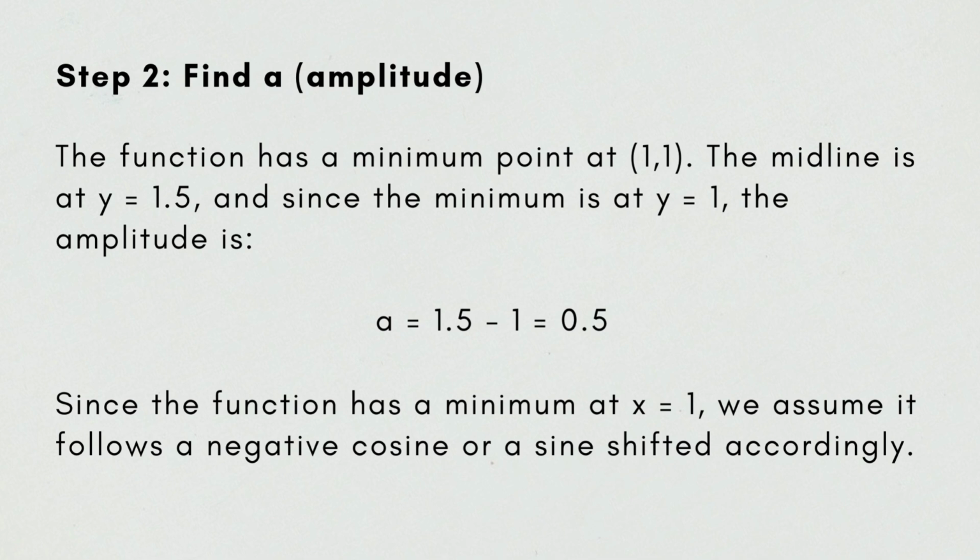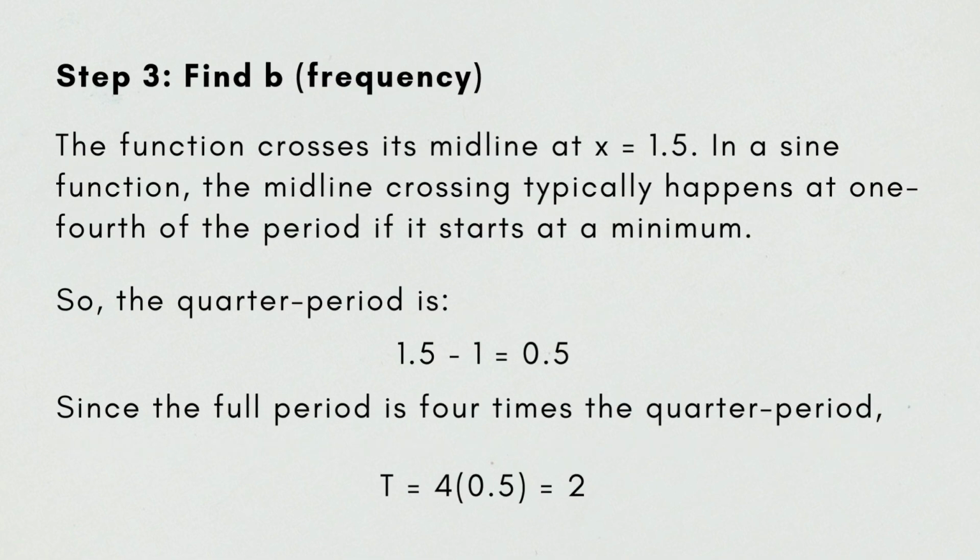Step 2. Find a, amplitude. The function has a minimum point at (1, 1). The midline is at y equals 1.5, and since the minimum is at y equals 1, the amplitude is a equals 1.5 minus 1, which is equal to 0.5. Since the function has a minimum at x equals 1, we assume it follows a negative cosine or a sine shifted accordingly.